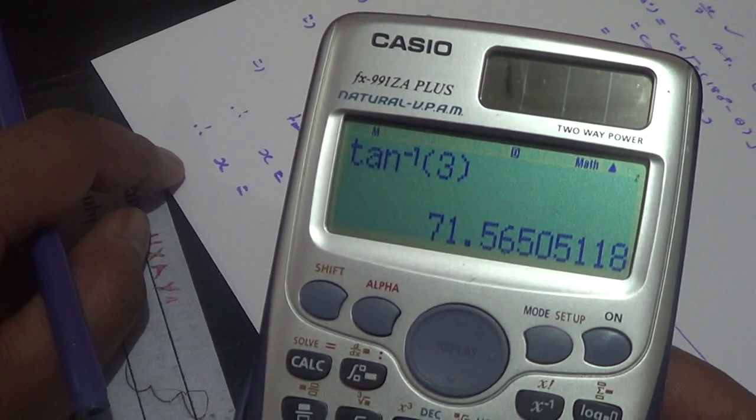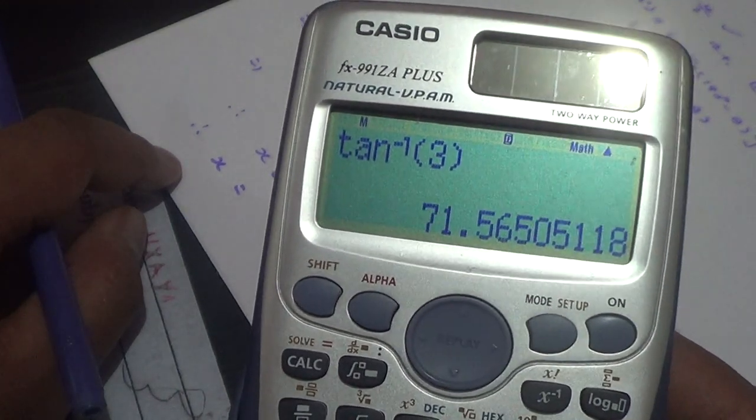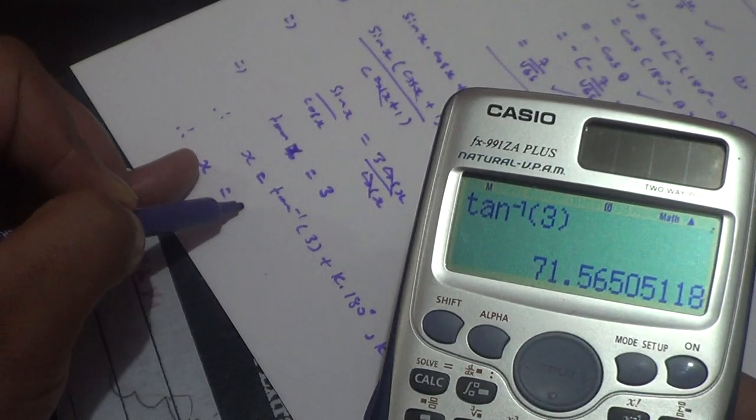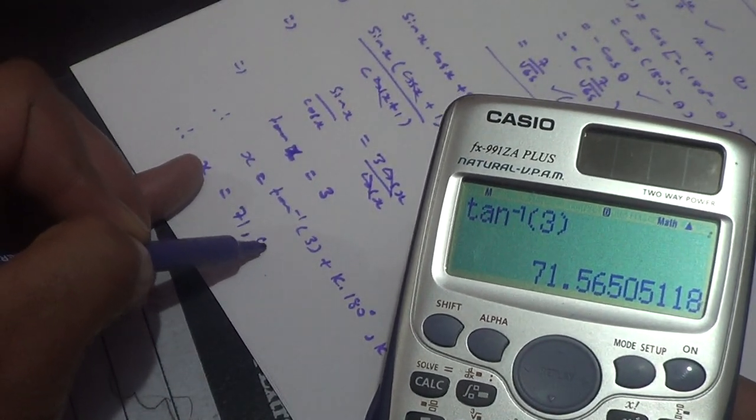So what I have here to two decimal places is 71.57. So this is 71.57.